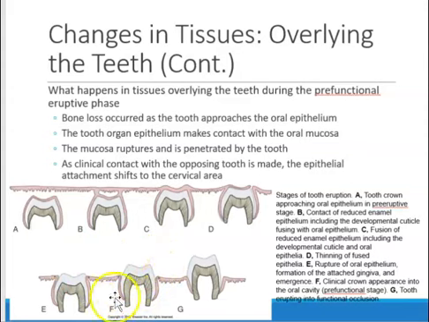This is the pre-functional stage. All of this before is the pre-eruptive stage. This is your pre-functional stage, where it's starting to make its way out. And lastly, when it fully erupts, that's when it reaches the functional stage.